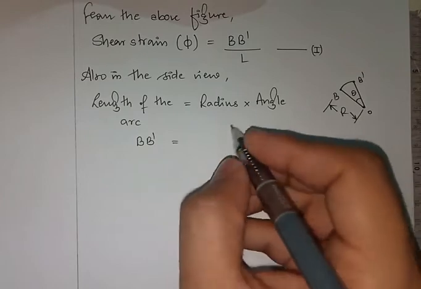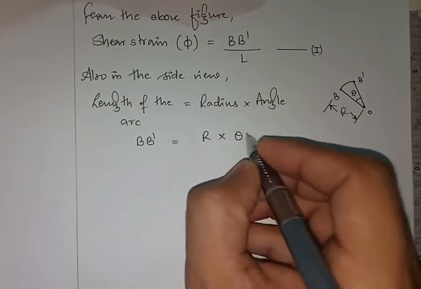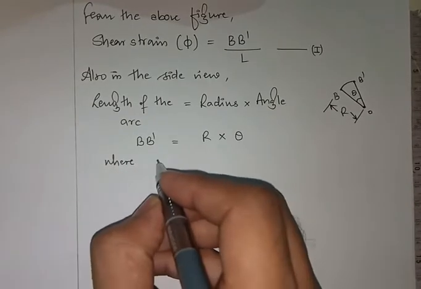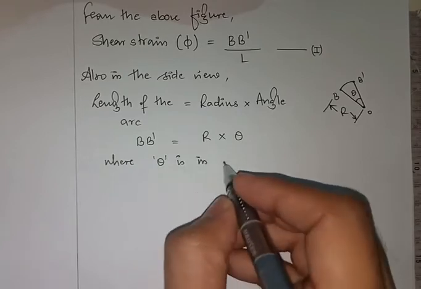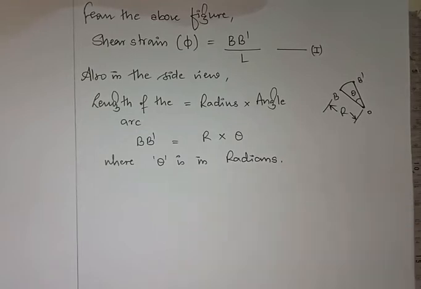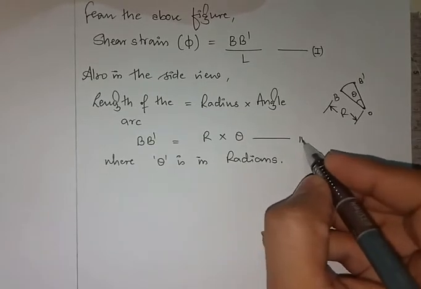is equal to R theta, where R is the radius and theta is the angle, where theta is in radians. Okay, so this is important. Why it is important? It is important because when we'll be solving numericals, we need to convert degree into radian. Most of the times it will be given in degrees, we need to convert it into radian, right? So what I can write here is, I can take this as equation 2.